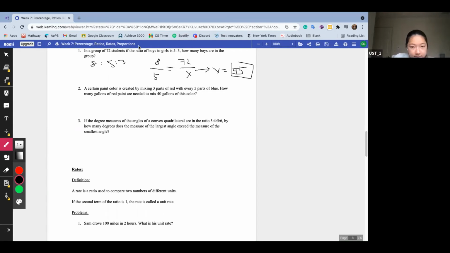Okay, so I want to explain it now. You can do it basically the same as the previous. The ratio of the total to the amount of red paint is 3 plus 5 to 3, which is 8 to 3. So we'll have 8 over 3 equals 40 over x, and x is the amount of red paint. So like before, we can multiply the numerator and denominator by 5, and we'll get 3 times 5 equals 15.